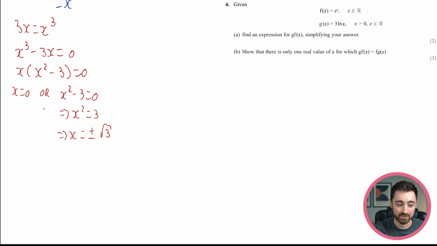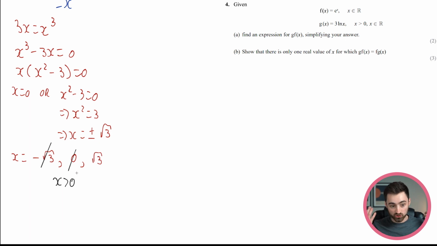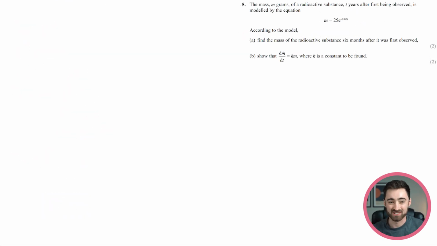So look at this here. I've got 3 values of x. I've got minus root 3, 0, and positive root 3. But wait a minute. x has to be greater than 0. So that's not valid, and that's not valid. Therefore, my only real solution to this equation is just going to be x is equal to the positive square root of 3. Another little one, this is what we like.